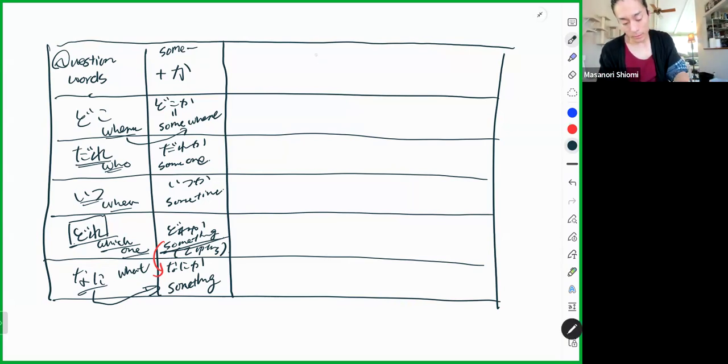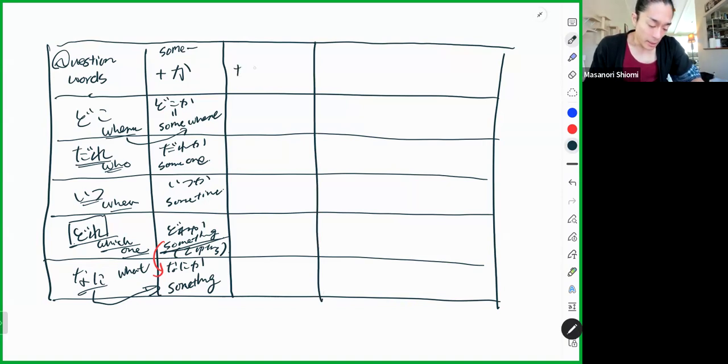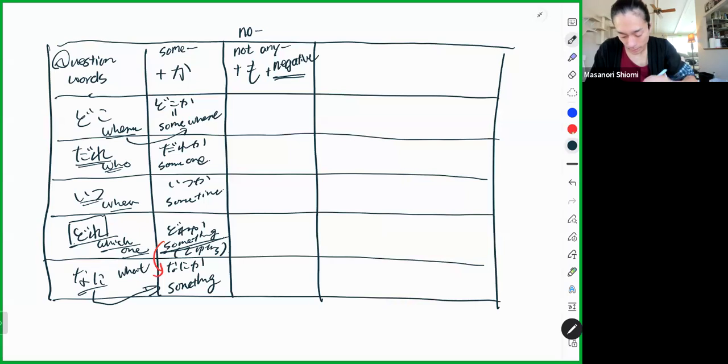And then the next one that we covered is if we add も and end it with a negative conjugation, then this would mean not any something or no something. But well, I guess I can explain later. But どこも something negative, right? Not anywhere or nowhere. I didn't go anywhere or I went nowhere.